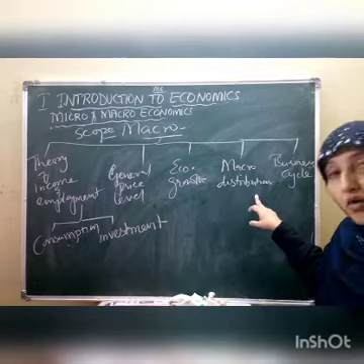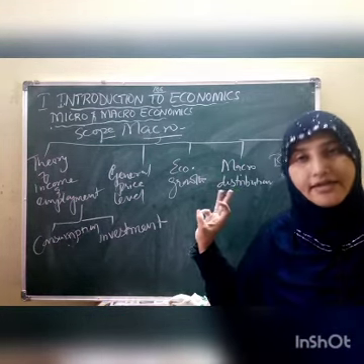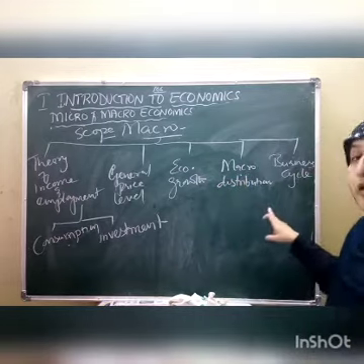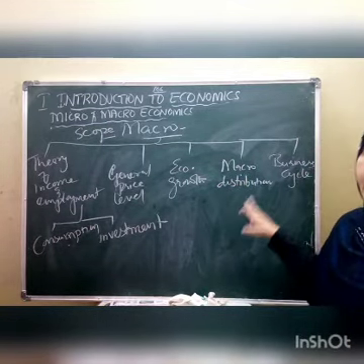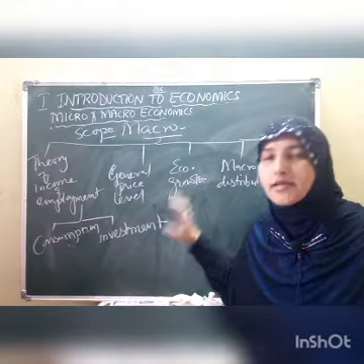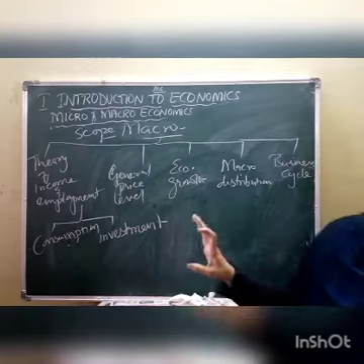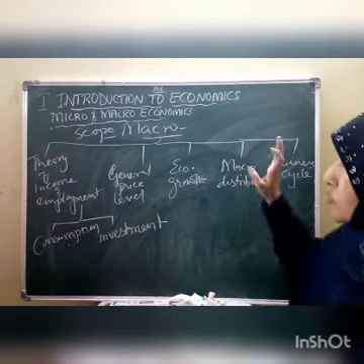Then macro distribution. What we discussed at that time: land, labor, capital, organization. So it deals with large-scale distribution. And then the business cycles. So this we call the scope of macroeconomics. I hope the scope is clear to all of you.